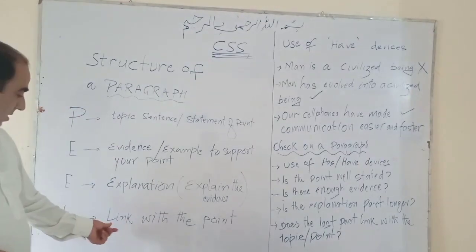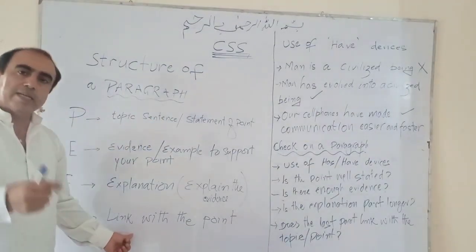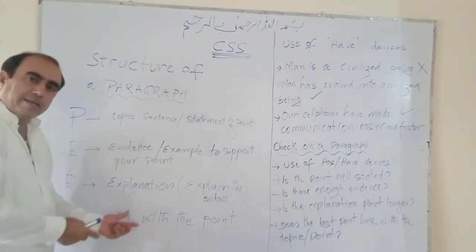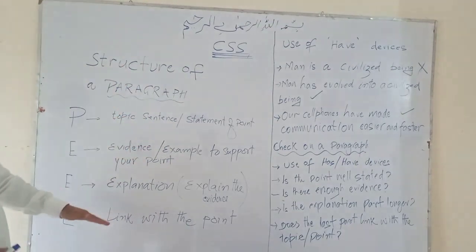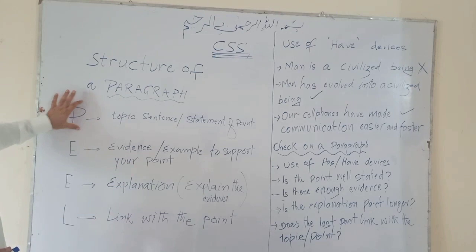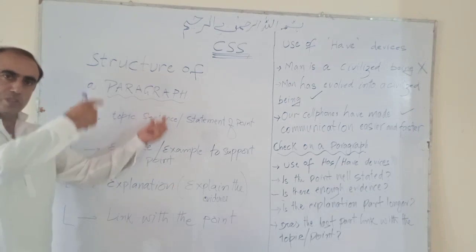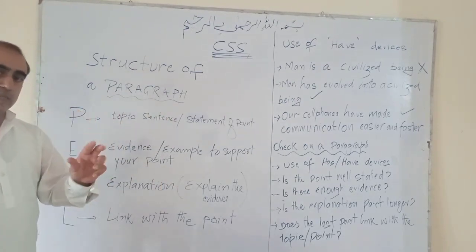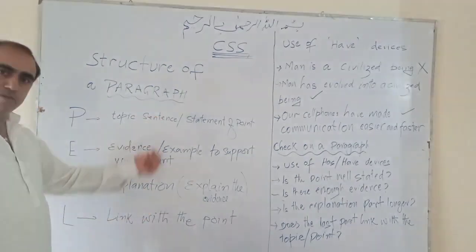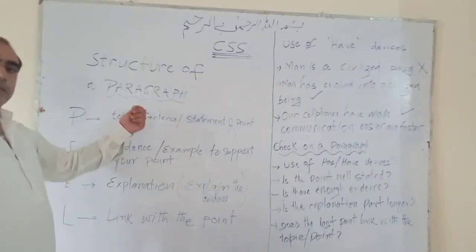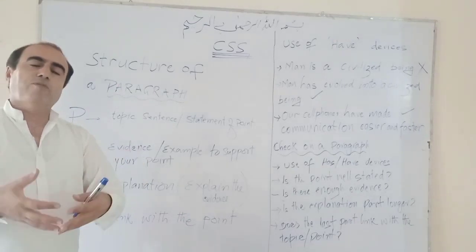And then the last part is link with the point, link with the topic statement. That's why we call it a concluding sentence also. That is a linker that links with the topic of your paragraph. So your paragraph has three parts: P, double E, L: statement of a point, examples to support. That is very much necessary. If there are no examples, as I have said, it will not work. Then explanation of whatever you have said, and then link it with that. This is the basic structure of a paragraph.